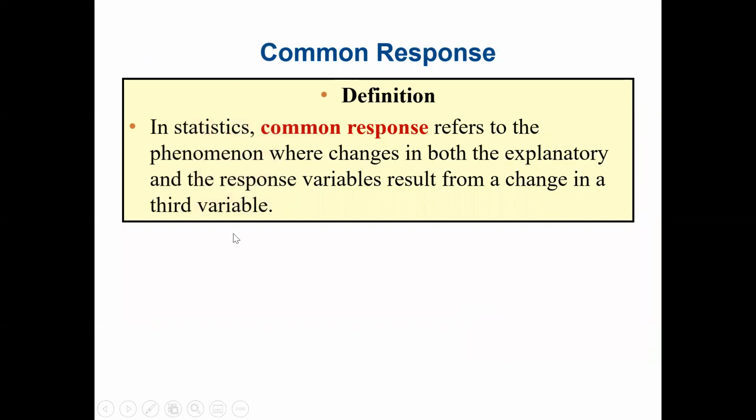Now, there's a common response. Here we say that in statistics, a common response normally refers to the phenomenon where changes in both the explanatory variable, that's the independent variable, and the response variable, which is the dependent, result from a change in a third variable. We may discuss this more when we cover inferential statistics. Normally, we refer to this term as a confounding variable.